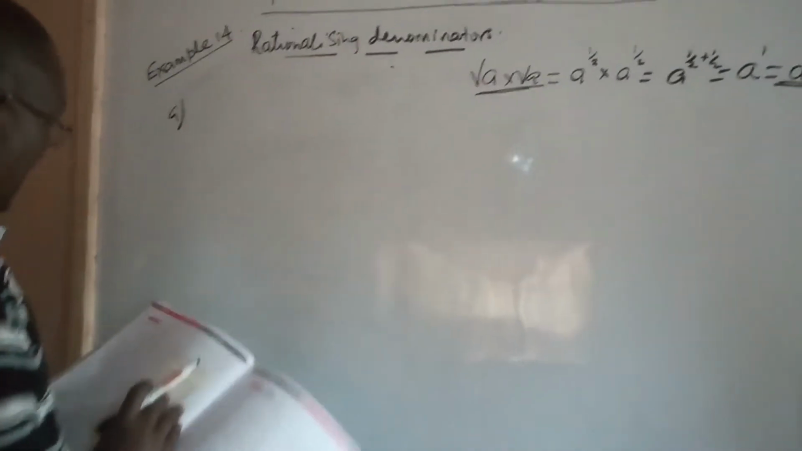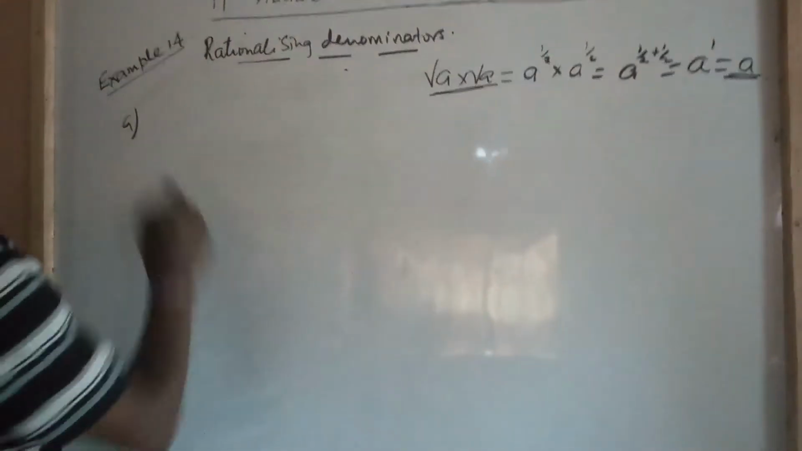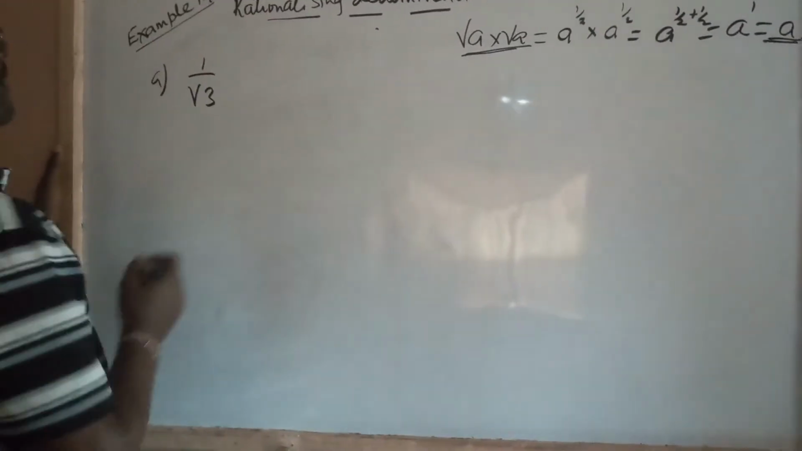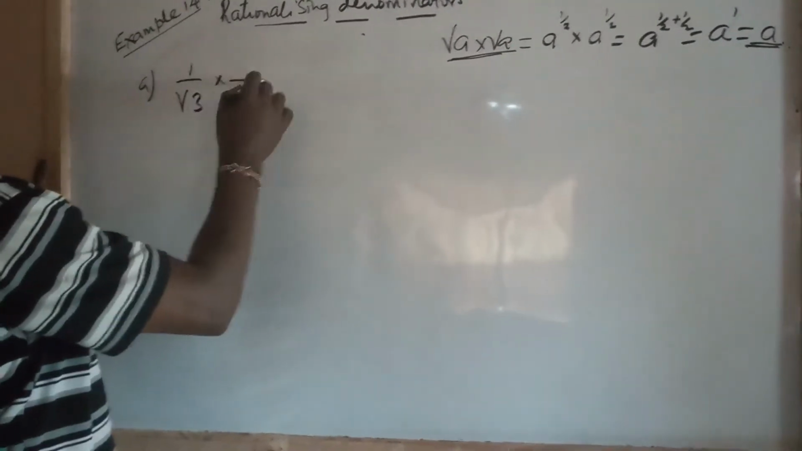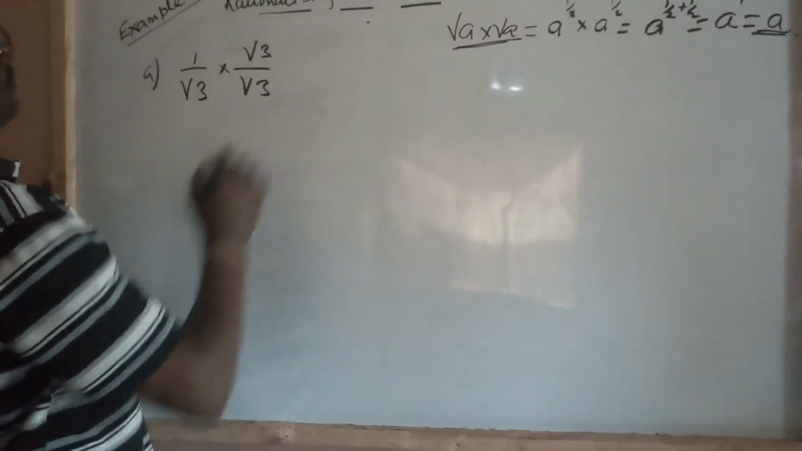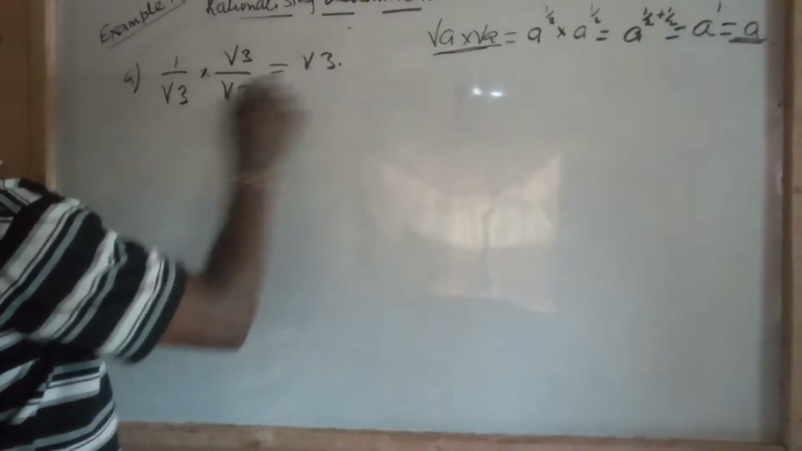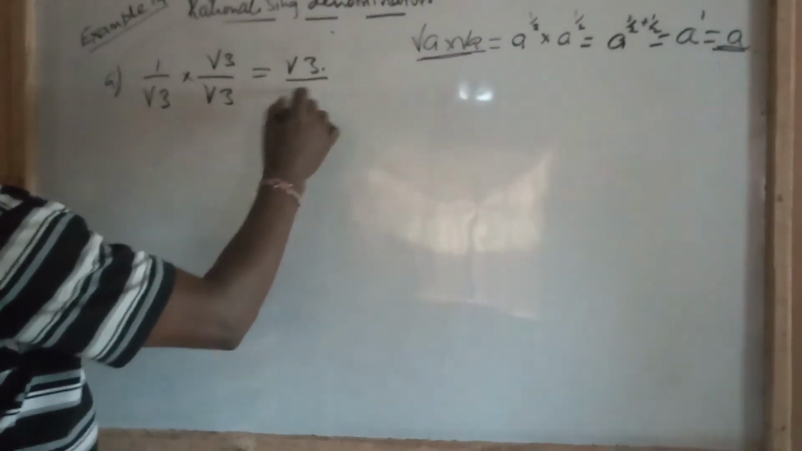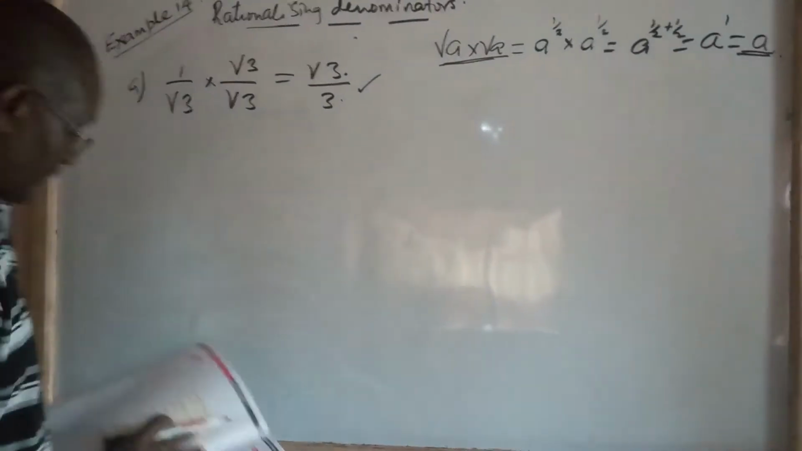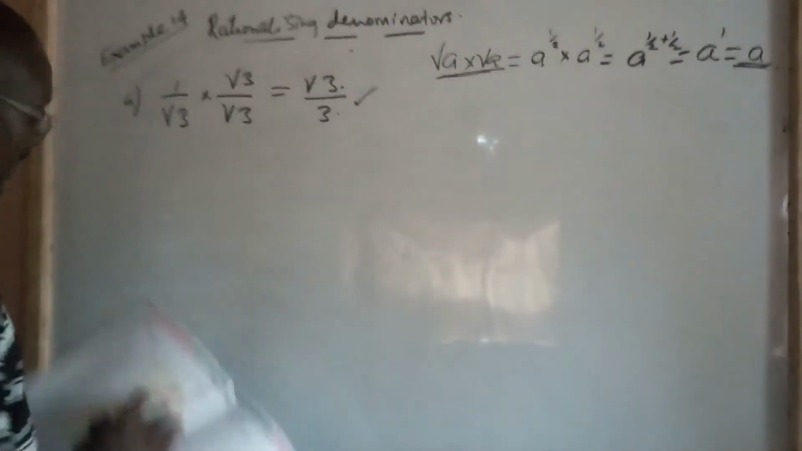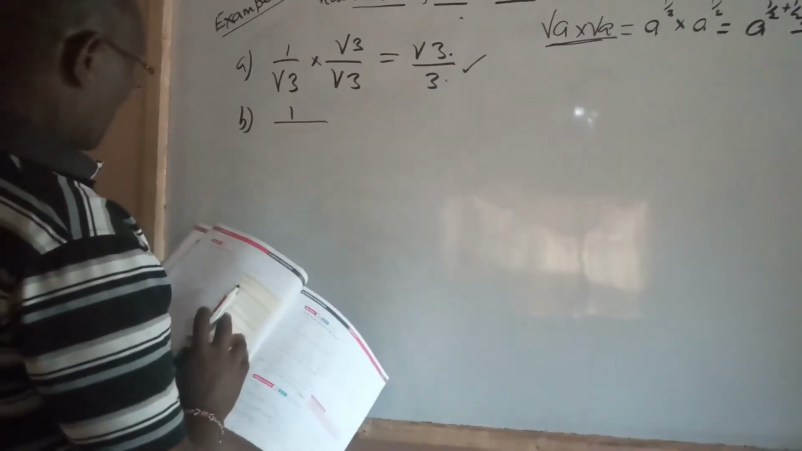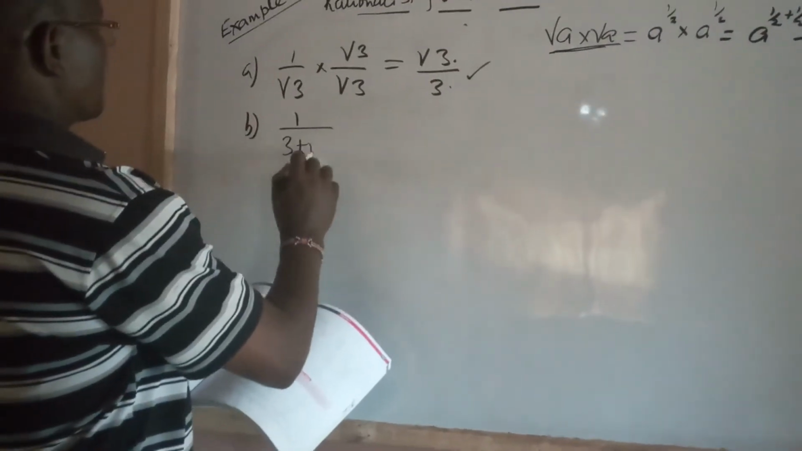Let's talk about part A. 1 over root 3. The conjugate of the denominator is itself, root 3. So root 3 times 1 is root 3, and root 3 times root 3, we have realized, is 3, and that has been rationalized.